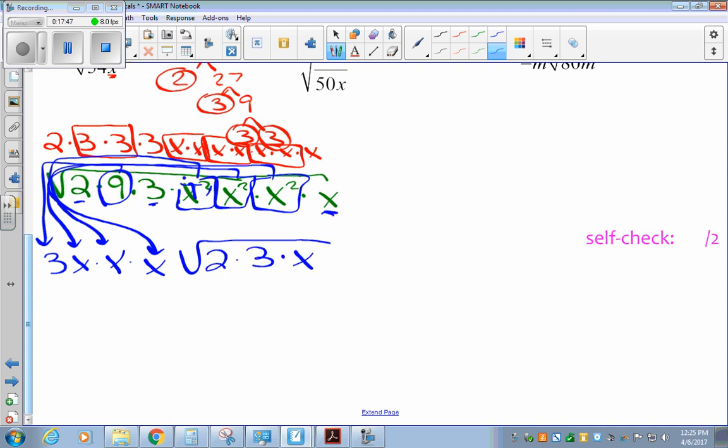Poor guys, look how sad they are in their square root prison. So this is 3 times x cubed times the square root of 6x. Perfect squares, come on down. Everybody else stay inside. Sad panda.